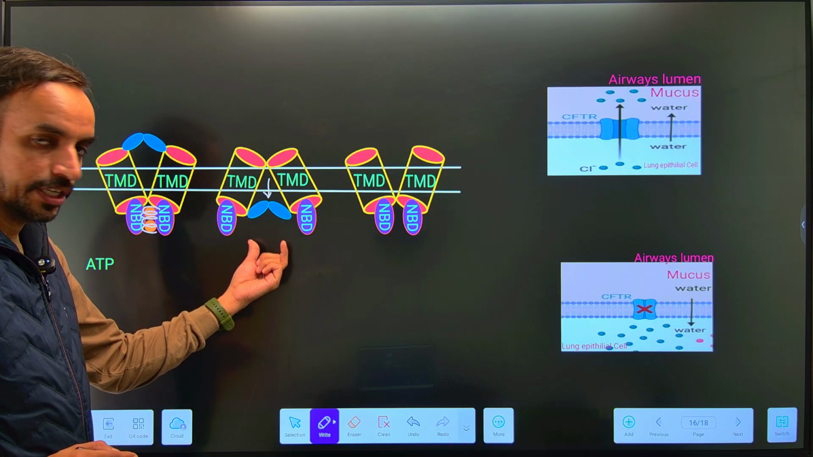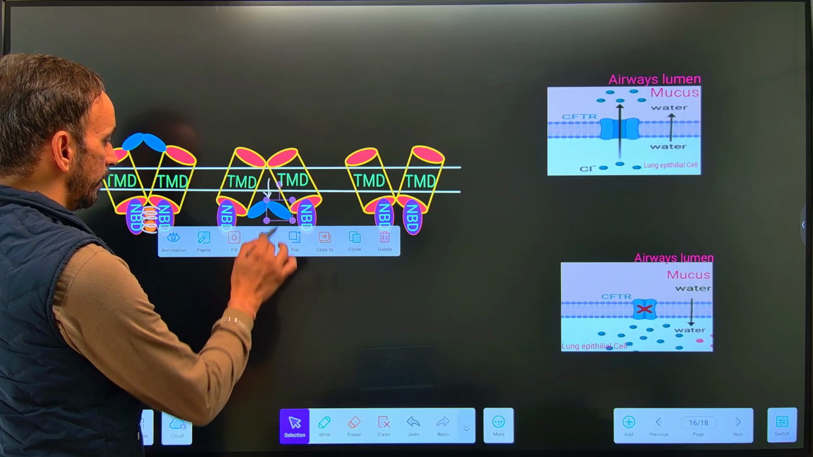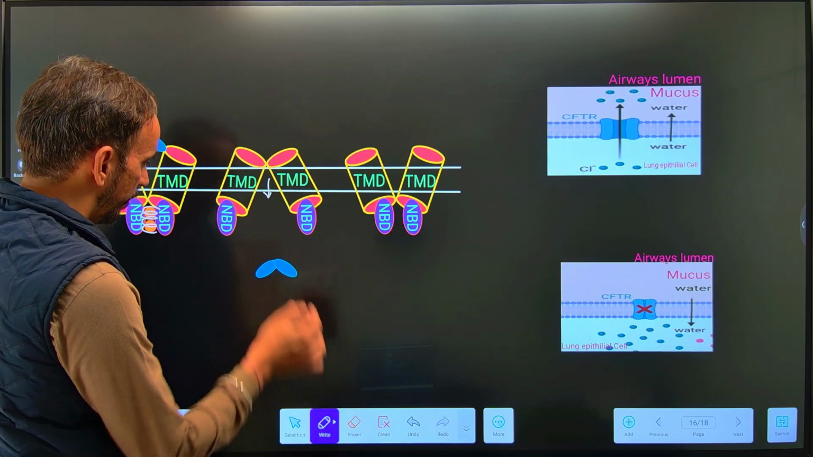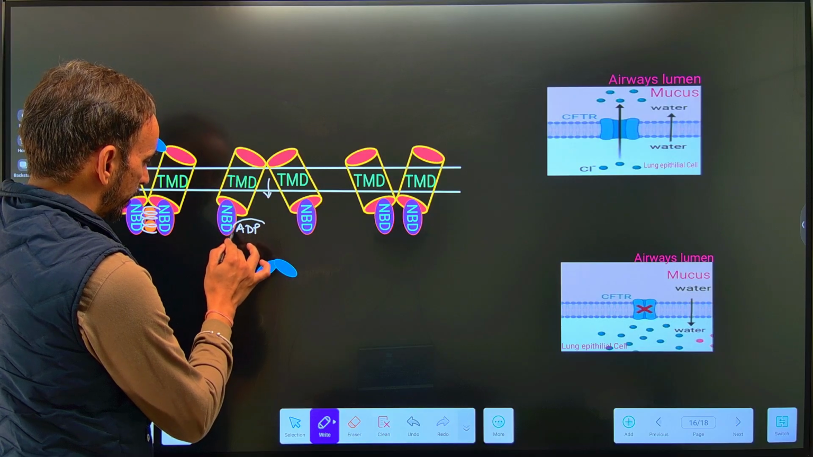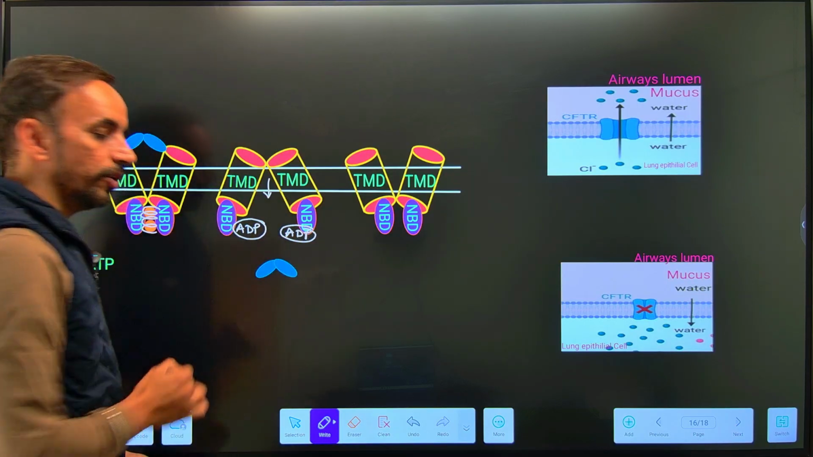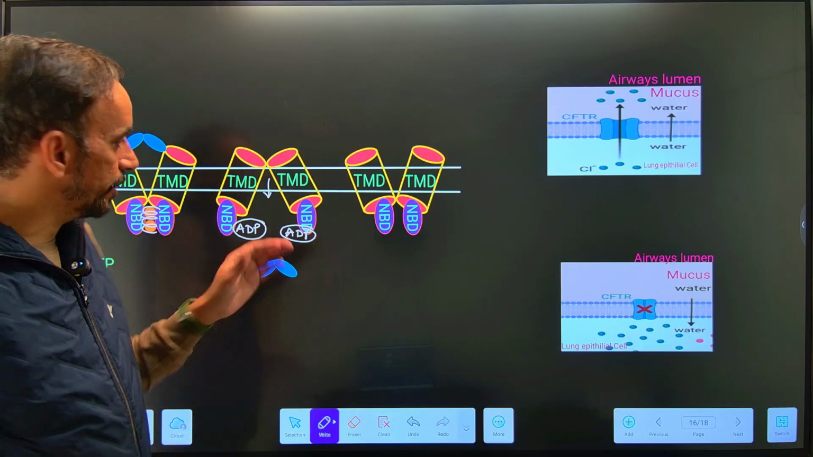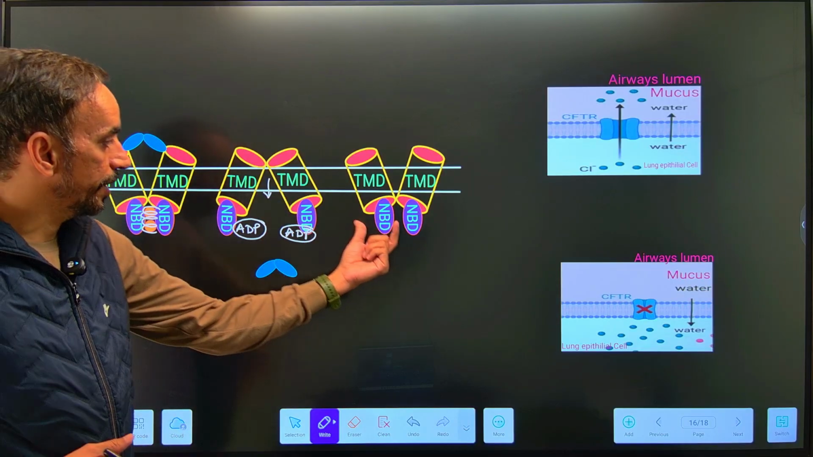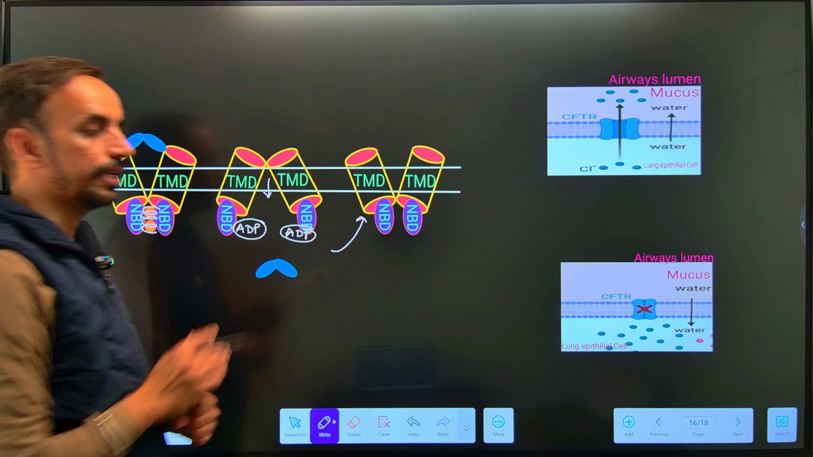Again, after transportation of this molecule towards the inner side, the nucleotide binding domain now remains attached with ADP, because the ATP gets hydrolyzed into ADP. Now the binding of ADP to the nucleotide binding domain makes a conformational change in the NBD, which in turn makes a conformational change in the transmembrane domain, and it will return to its original configuration, and it comes back to its original configuration.